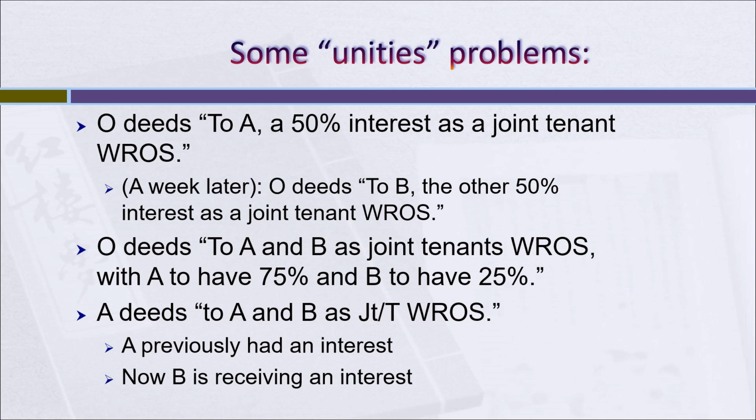Now these are illustrations of the unities problems, and they apply not only to the creation of an original joint tenancy with right of survivorship, but they have to continue to be satisfied as long as the joint tenancy with right of survivorship exists. If they're broken later, that will be what we call a severance of the joint tenancy with right of survivorship, and that's the subject of our next video.